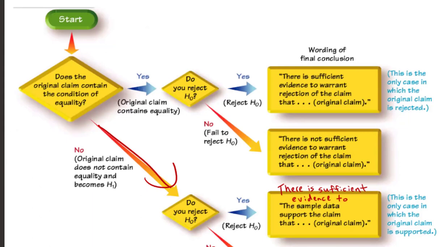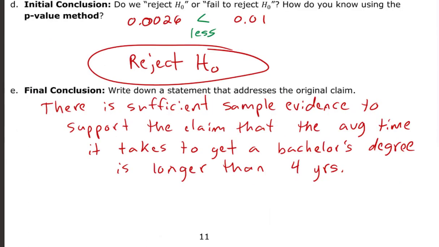Did we reject the null hypothesis? Yes, we did. So we're going to follow this. There is sufficient evidence to support the claim that the time it takes to get your bachelor's is larger than 4 years, based on our sample data. Okay, and then we'll fill that in below on our problem. I wrote down my final conclusion just from that flowchart, filling in the end. There is sufficient sample evidence to support the claim that the average time it takes to get a bachelor's degree is greater than, or longer than, 4 years.